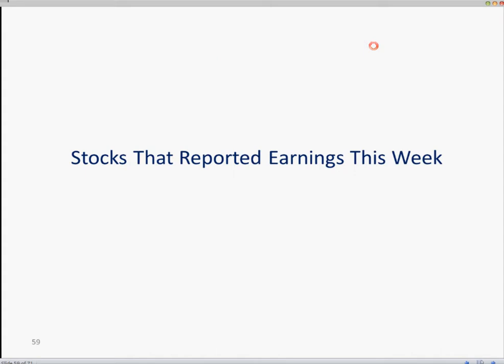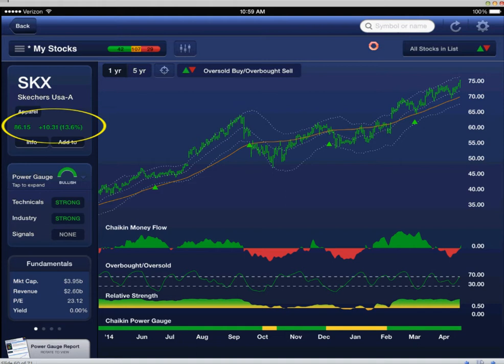Now let's look at stocks that have reported earnings this week to see how you could have taken advantage of volatility ahead of earnings reports. So Skechers reported earnings after the close last night. Very bullish earnings. Power gauge has been bullish for over a year. It's a footwear company.